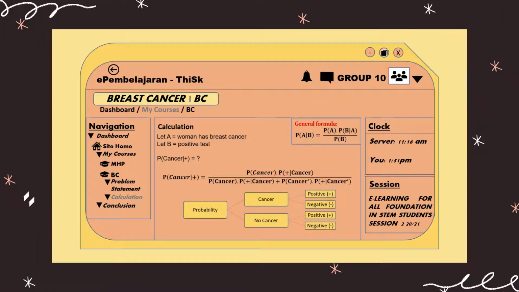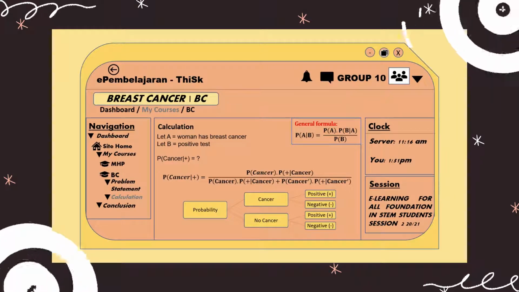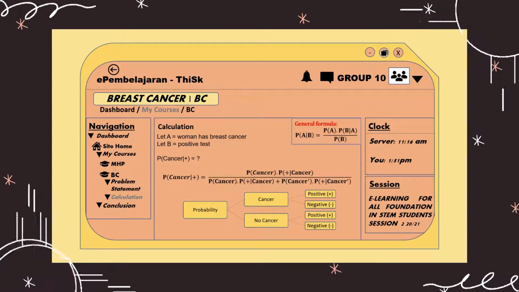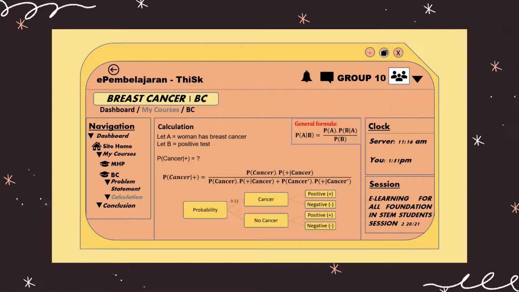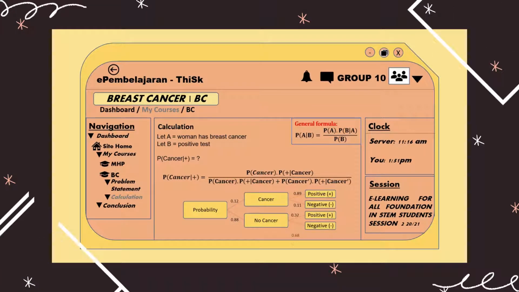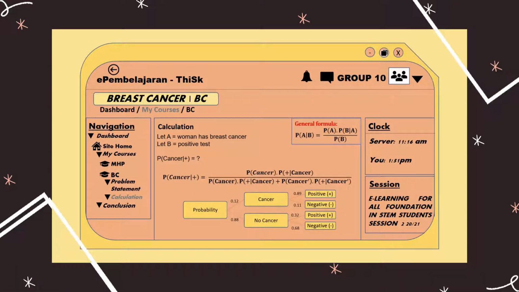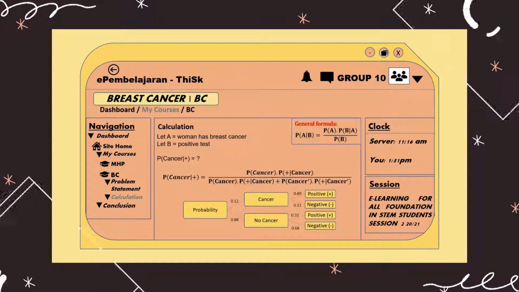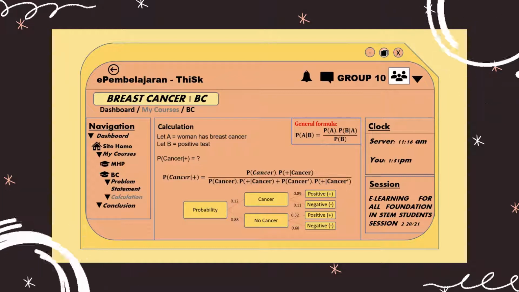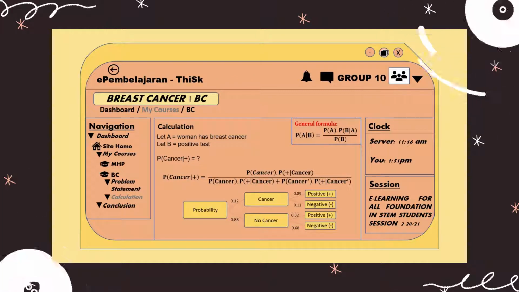In this situation, we have two possibilities. Either she has breast cancer or she doesn't have breast cancer. And in each case, we have another two situations where the result is either positive or negative. Alright, according to the situation given, we said that there is a 12% or 0.12 probability of a woman having cancer. If the woman has cancer, there is an 89% chance or 0.89 that she tests positive, and therefore there's an 11% chance or 0.11 that she tests negative.